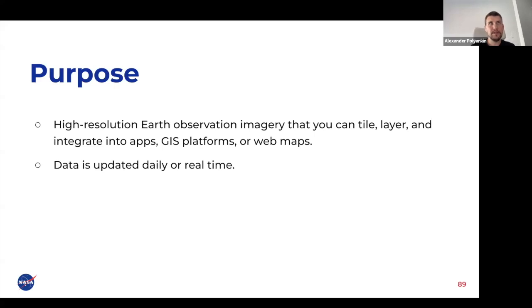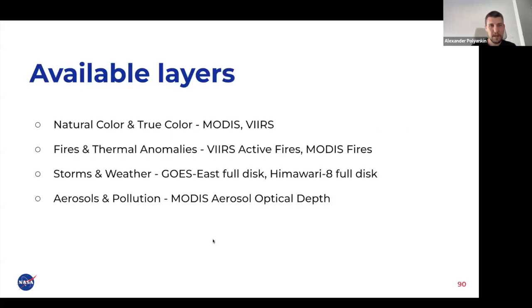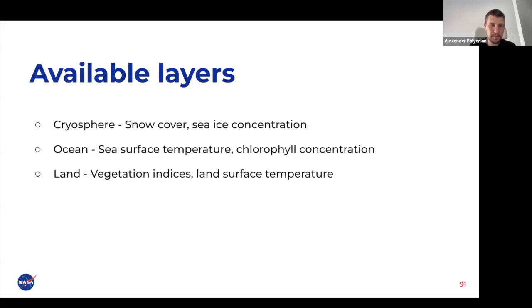And one more thing, when I talk about images, it doesn't mean images that you would get if you use your phone camera. These images are produced by different sensors. So you could get information about fires, for instance, and that's how these fire-specific datasets are also created. There are different variable layers. So that's how we can get raw data produced by MODIS and VIIRS. So that's about wildfires. Also about storm activity, weather, aerosols, pollution, and so on.